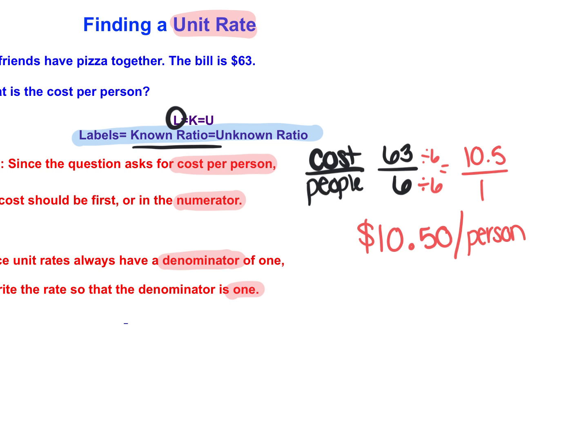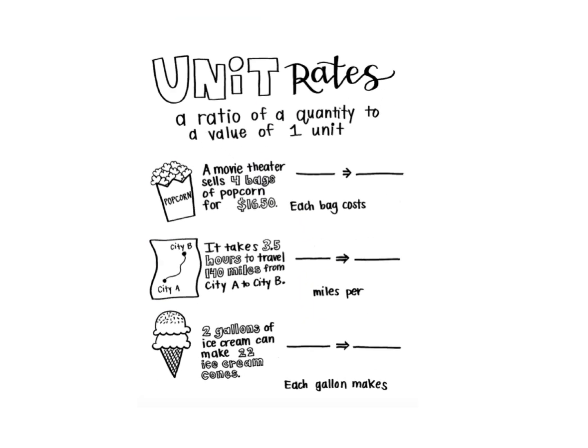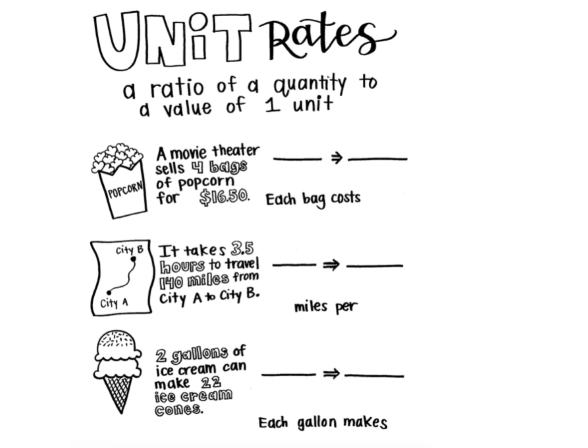Okay. Let's try a couple more. So if you open your notes, you should see a page that looks like this. So again, unit rates are a ratio of a quantity to a value of 1.